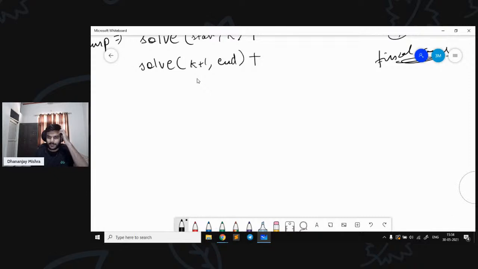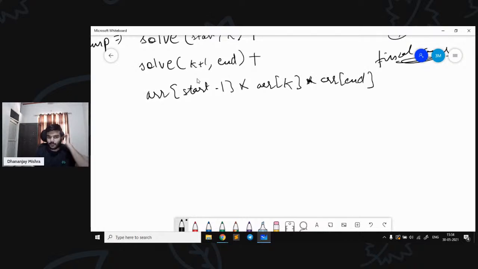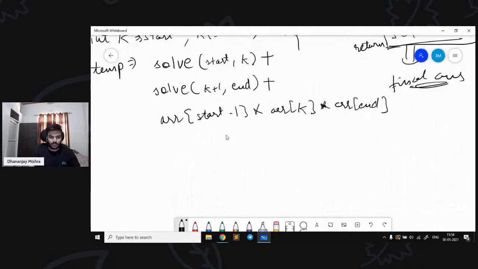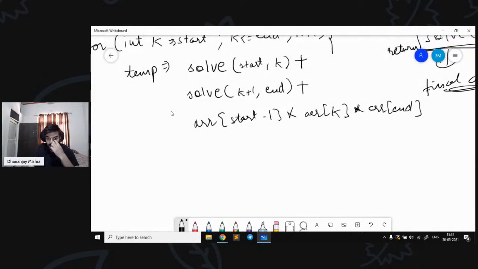So that's how we will be taking the cost of the final result matrix of the multiplication of the left and right part, right? So what will I do? I will pick array of i minus 1, or start minus 1 I can say here, because we had start for the beginning of the range. So start minus 1 into array of k into array of n, right? That's it. After adding all these costs, we will get a temporary answer for that particular partition, right?